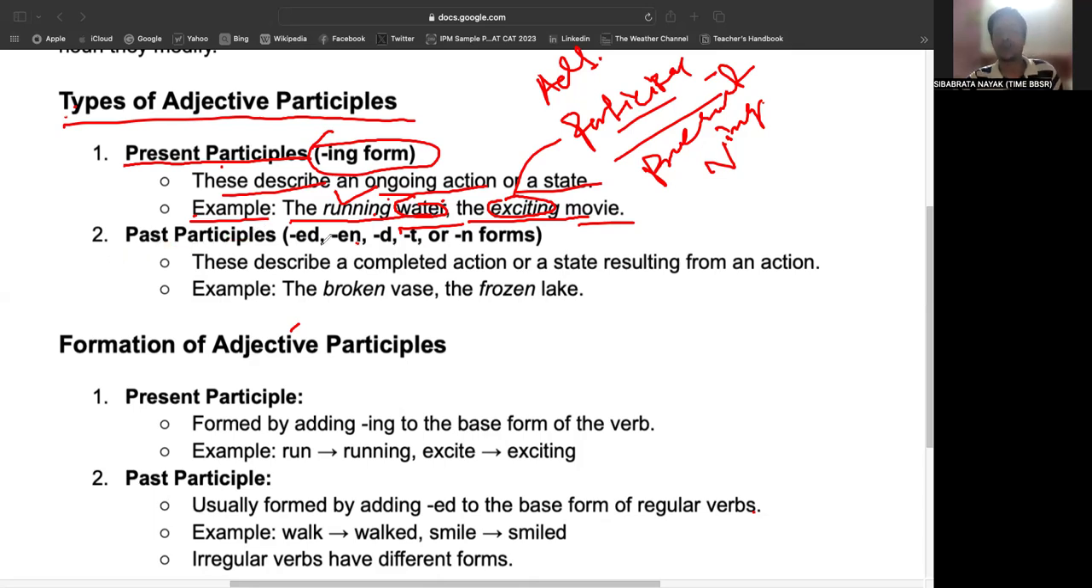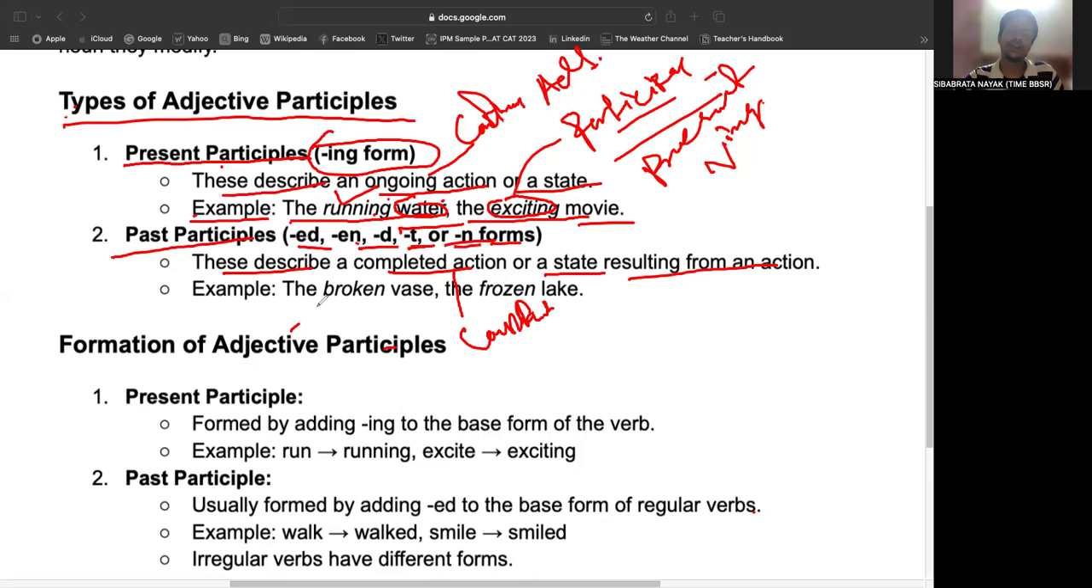The second one is known as a past participle. A past participle can be formed with ed, en, d, t, or n forms, right? So in that case, you can say washed, forgotten, moved, burnt, or oxen, right? These describe a completed action. Now, please do understand present participle and past participle. The present participle indicates a continuing action. But the past participle plays the role of a completed action. So you can say a past participle describes a completed action or a state resulting from an action. Resulting means the effect from an action.